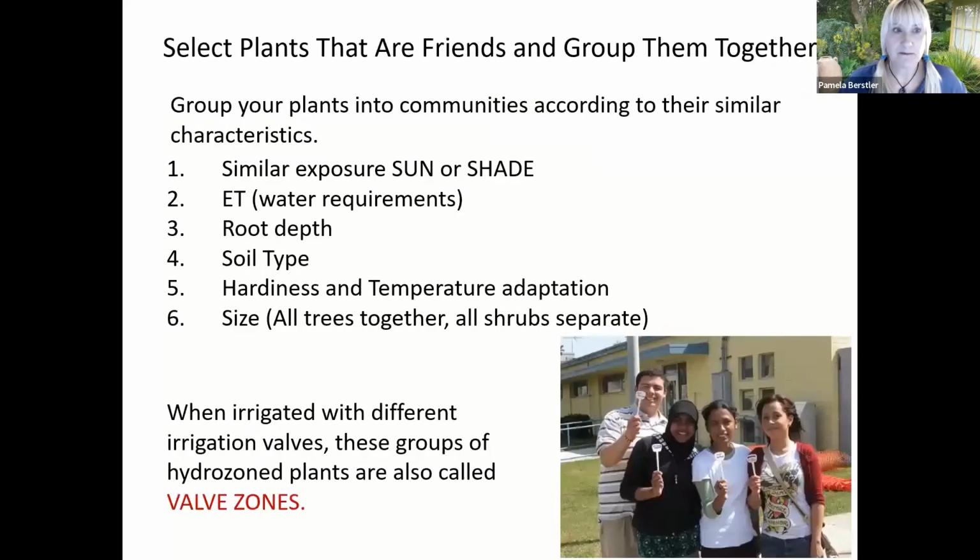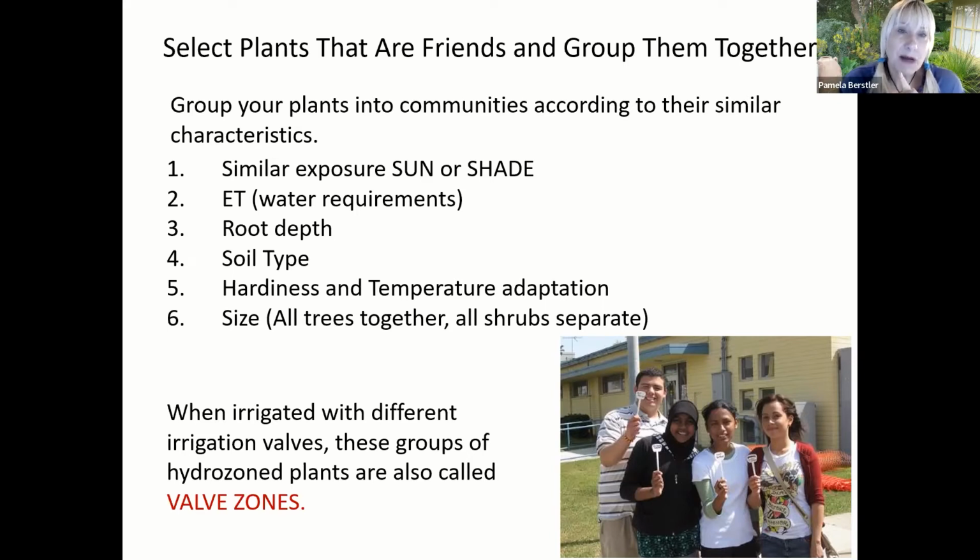plant factors. And the way that we group plants together for hydrozoning, it's also a little bit of art, but we start with the water use. So grouping them by water requirement. Are they moderate, low, very low, or even high water requiring? And then there are other ways to group them together.